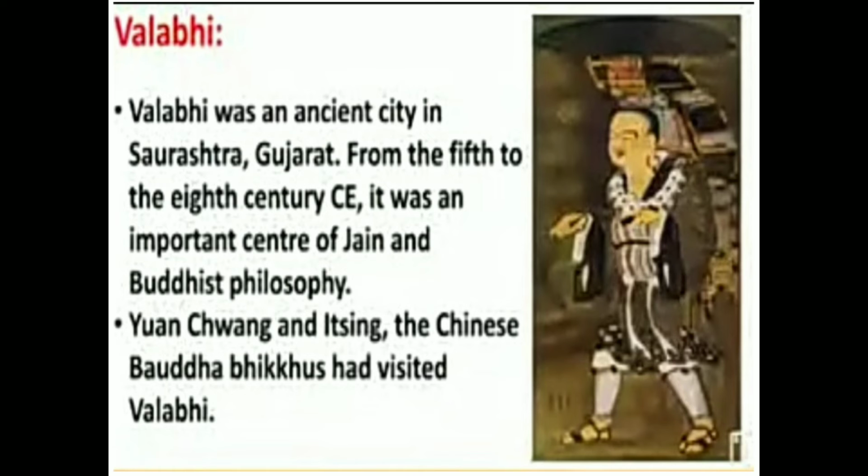Valabhi. Valabhi was an ancient city in Saurashtra, Gujarat, from the 5th to the 8th century Common Era. It was an important center of Jain and Buddhist philosophy. Yuan Chwang and Itsing, the Chinese Buddhist bhikkhus, had visited Valabhi.